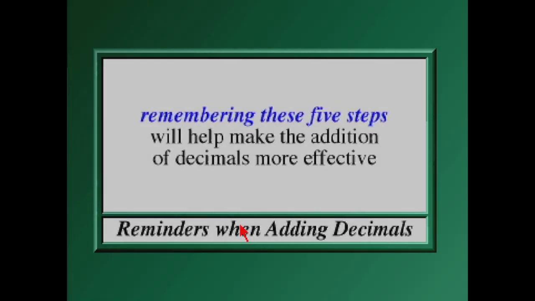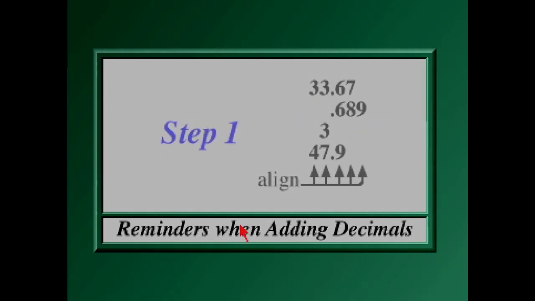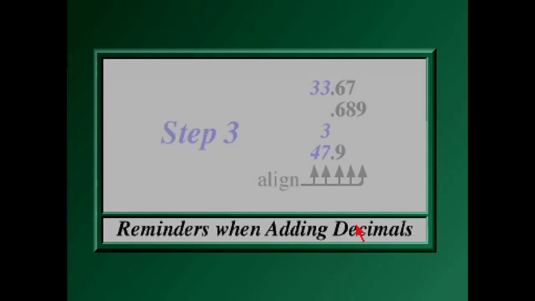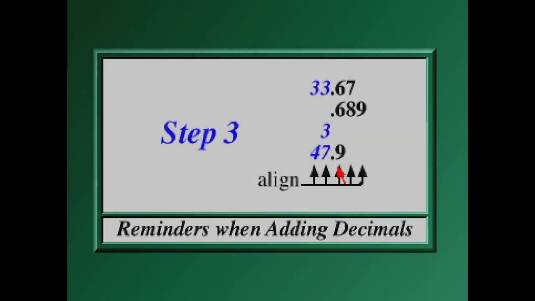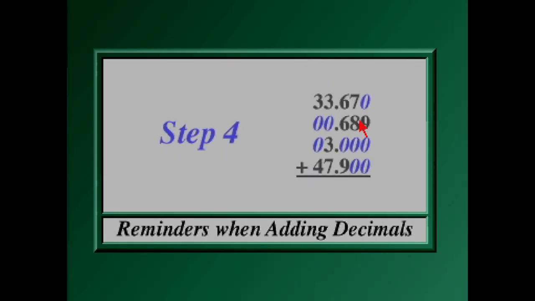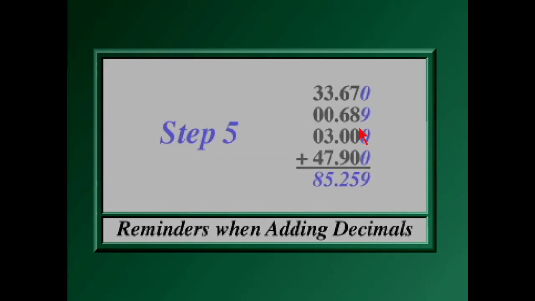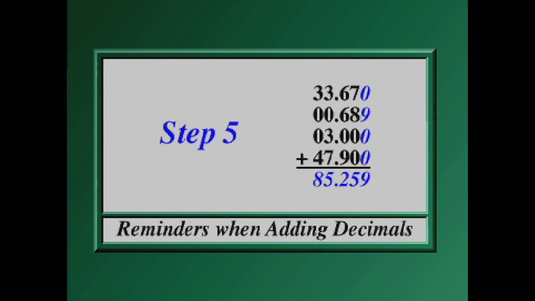Remembering these 5 steps will help make the addition of decimals more effective. Align the decimal points in a column. Keep the tenths in the tenths column, the hundredths in the hundredths column, the thousands in the thousands column, and so forth. Keep whole numbers in their proper column. Align the ones under the ones column, the tens under the tens column, and so on. To avoid errors, add zeros as placeholders. Add the columns as you would for addition.